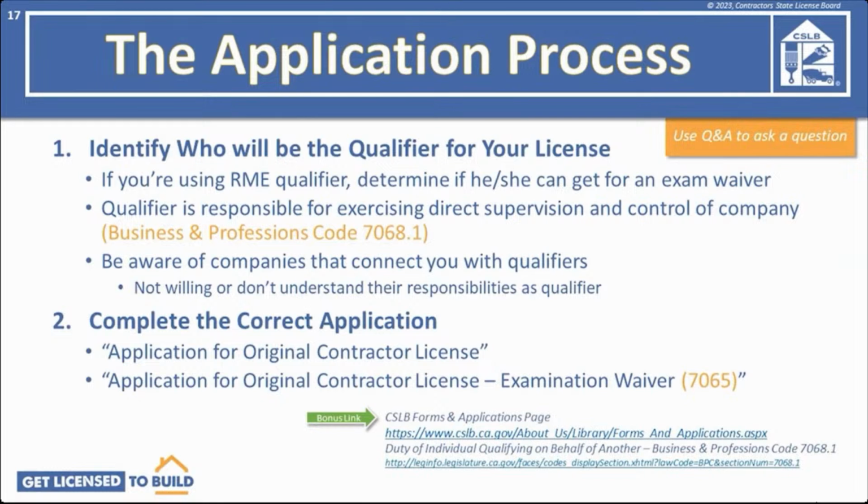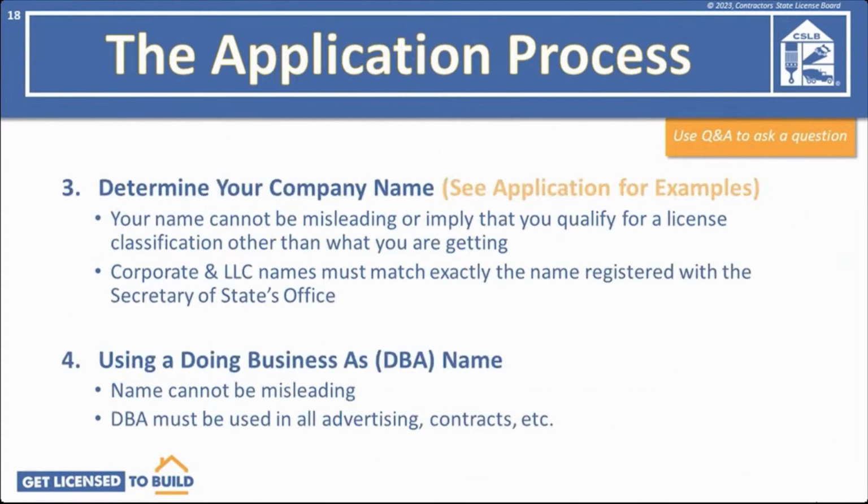Next, make sure you complete the correct application. There are 2 options. 1, application for original contractor license. 2, application for original contractor license examination waiver 7065. We have a link to the forms and applications webpage at the bottom of this page. The next step is to determine your company name. See the application instructions for examples.